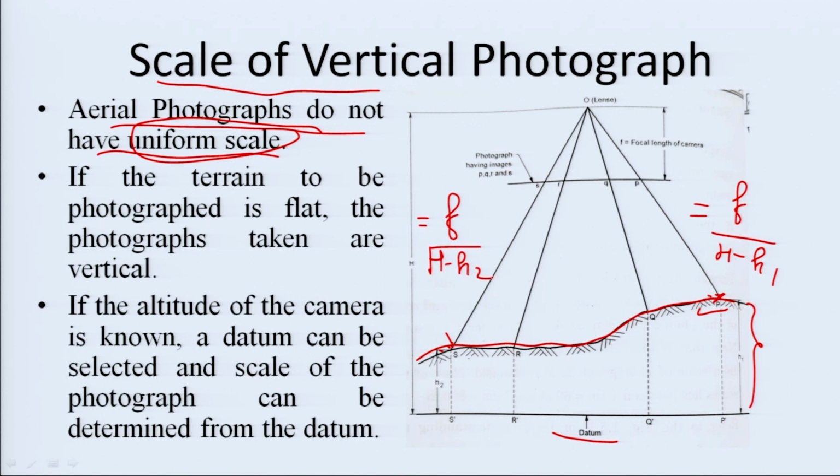Moving forward, if the terrain to be photographed is flat, the photographic scale can be taken as uniform. If the altitude of the camera is known, a datum can be selected and the scale of a photograph can be determined from the datum.